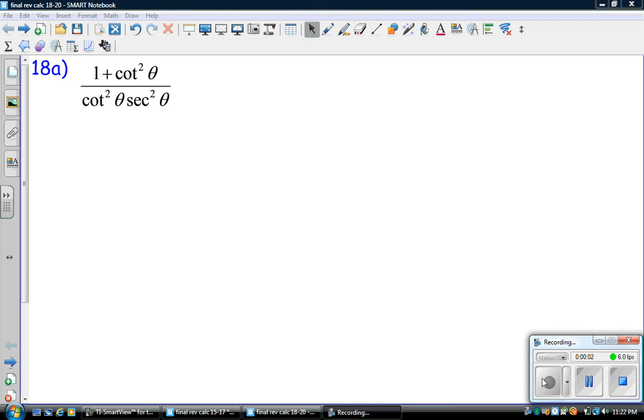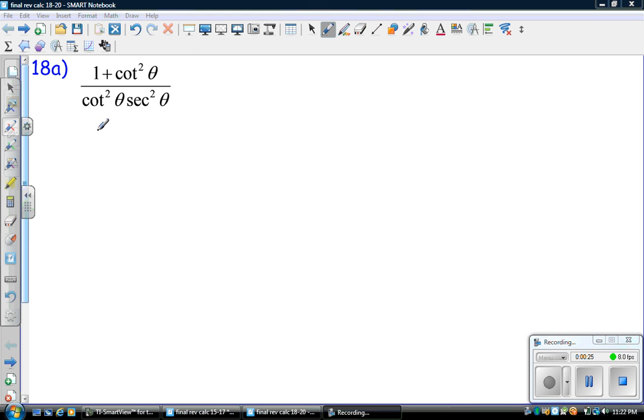Okay, math analysis. Here are problems 18 through 20 on the Calculator OK review. Number 18A wants us to simplify this. This is kind of like one of those Pythagorean proof ideas where we want to try to get it crunched down. So let me get this fired up here.